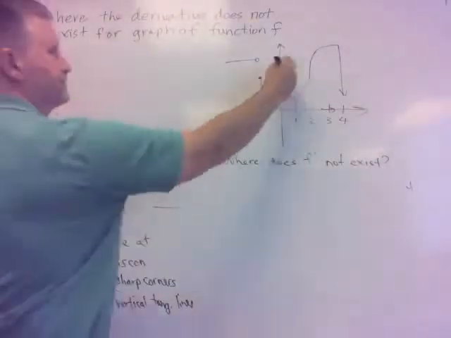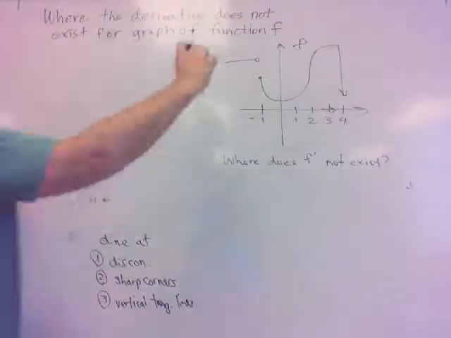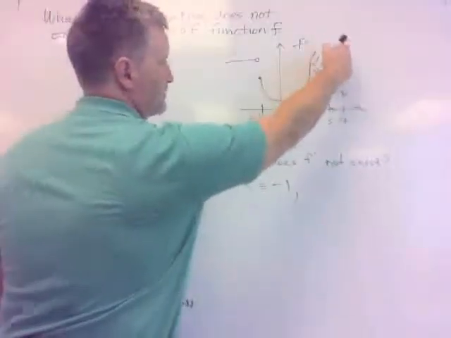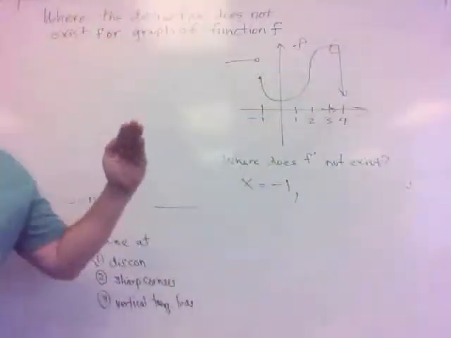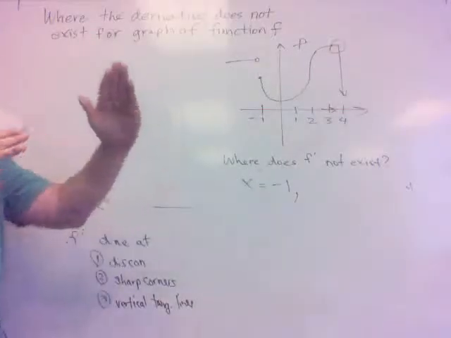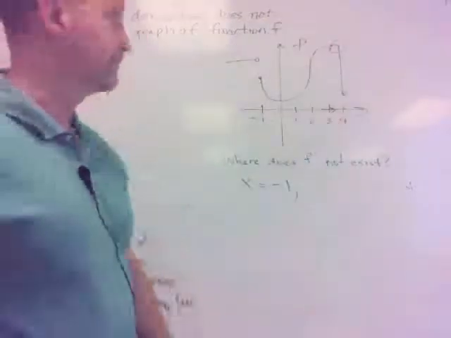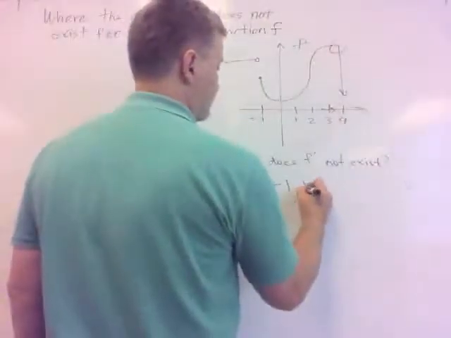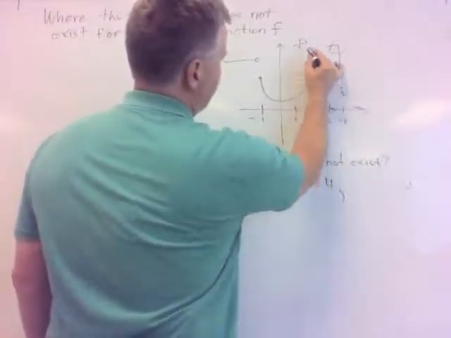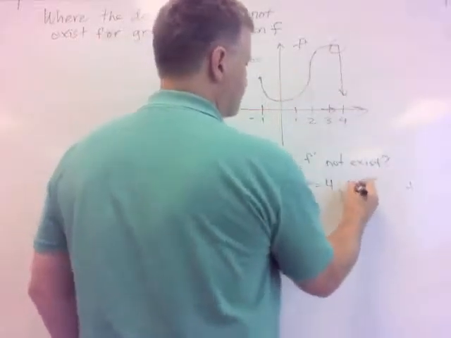This is f. Well, f prime doesn't exist at discontinuity, so at -1. Doesn't exist at corners. There's a corner. It doesn't have to be the absolute value corner, a line coming in, then a line coming in the other side. It can be a curve and then a corner. Any sharp corner, the derivative does not exist. So x equals 4, and then here I tried to draw it where at some point you got a vertical tangent line there. So at x equals 2.